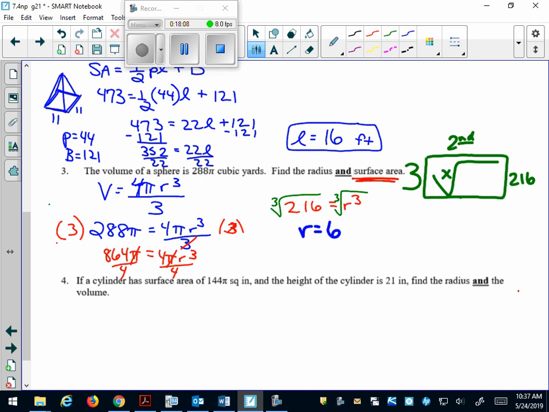All right, this is also asking us for surface area. So surface area of a sphere is 4 pi r squared. So that's just 4 times pi times 6 squared. 4 pi times 36, which is 144 pi. And that's surface area, so it's square yards.